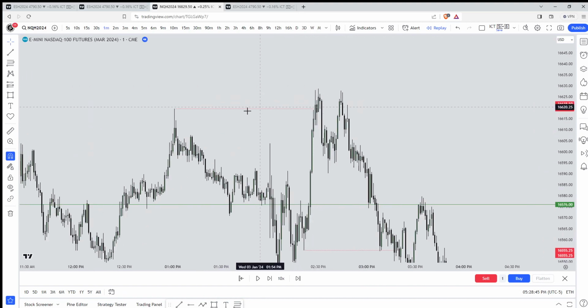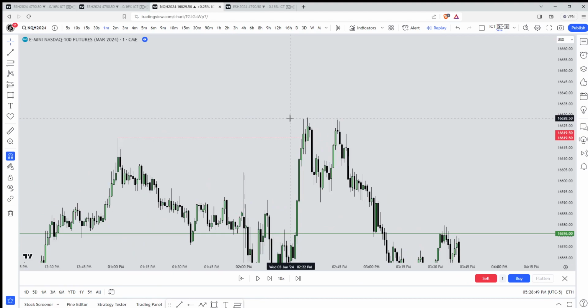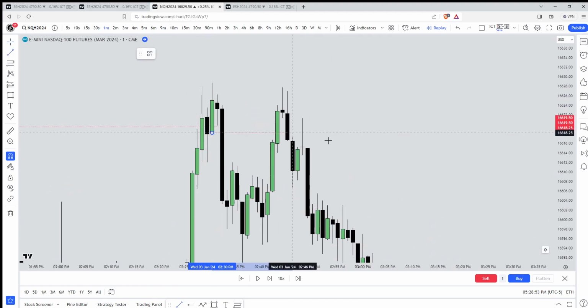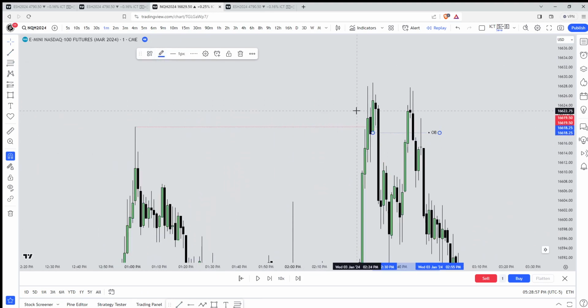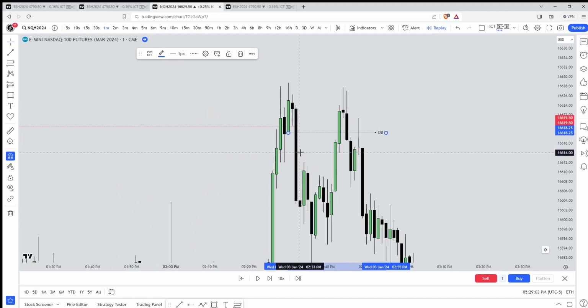When price returns back above this buy side, this is when I did post my execution where I took a turtle soup up here, just selling the buy stops. Either way, whether you traded that turtle soup or not, the model showed up here. And what's that model? The change in the state delivery. So since the draw on liquidity was lower, when price takes out buy side liquidity, we look for these inversion models. See how there's just one candle right here, and then it's followed by a fair value gap to the downside. This is the change in the state delivery.